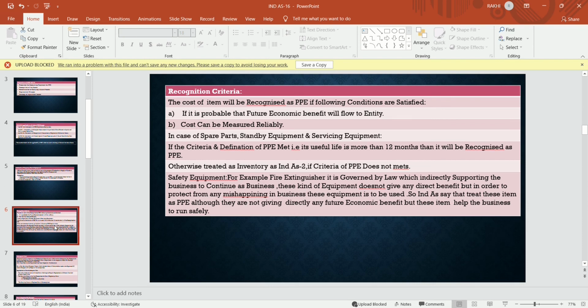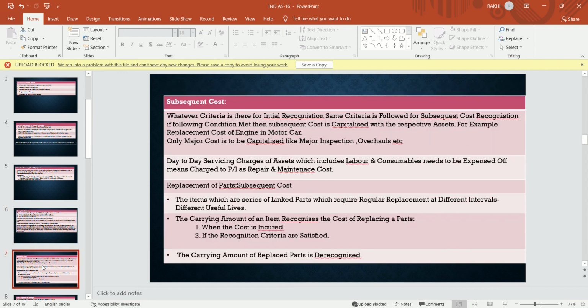So Ind AS says that treat these items as PPE, property, plant and equipment, although they are not giving any direct benefit, but these items help the business to run safely. So these fire extinguishers, these safety equipments, are treated as property, plant and equipment.